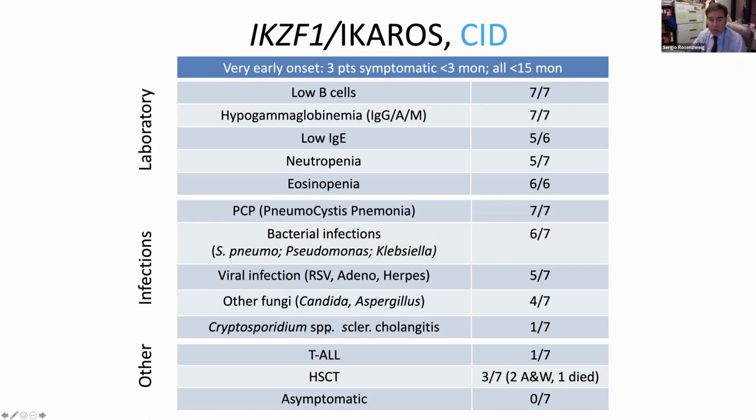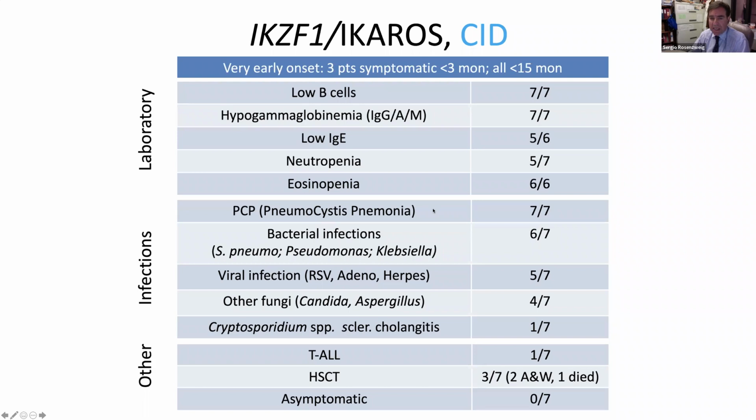Cryptosporidium was found in one of our patients, who had sclerosing cholangitis that unfortunately took the patient to death despite the bone marrow transplant. T-ALL, again a cancer associated with IKAROS, and HSCT was conducted in 3 out of 7 patients. Now 4 out of 8, all of them did well except the patient that succumbed due to cryptosporidium sclerosing cholangitis. Here, no asymptomatic individuals. Again, the clinical phenotype can suggest the genotype of the patients. These guys have a combined immune deficiency.